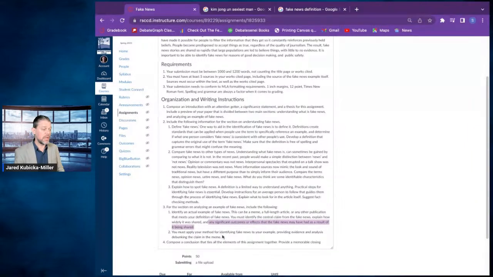So let's take a look at this. Oh, then you have to apply your method for identifying fake news. So in your method, you're like, okay, first look at the URL. Does it seem kind of sketchy? It's like, then look up the source, then look up the author, then compare what they're saying with other publications. Like if those are your steps, then when you find an example, you should be applying those steps, the same steps in subsection 3 of understanding fake news. You should be applying it in subsection 2 of analyzing an example of fake news.